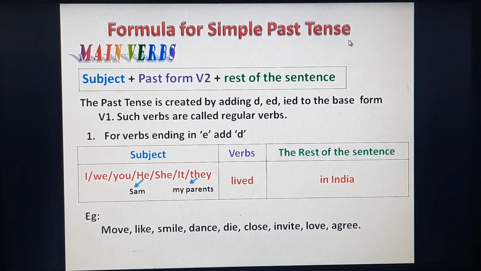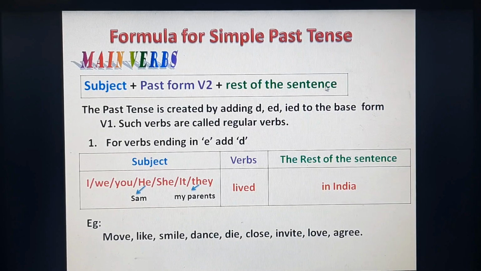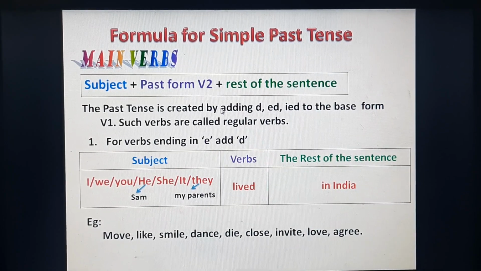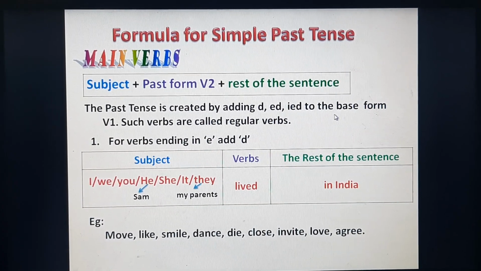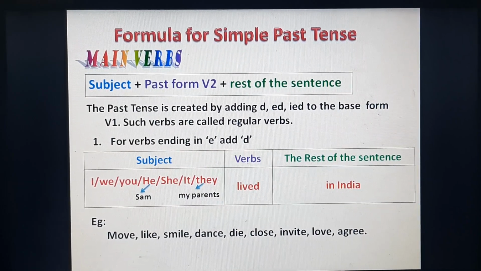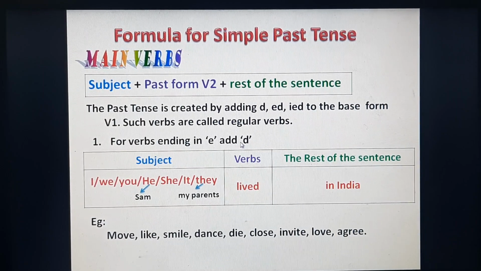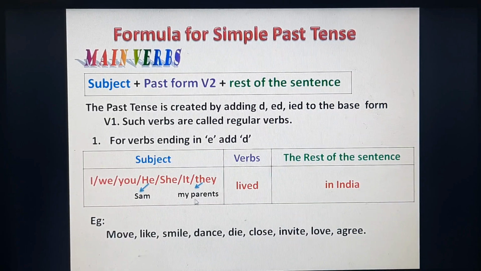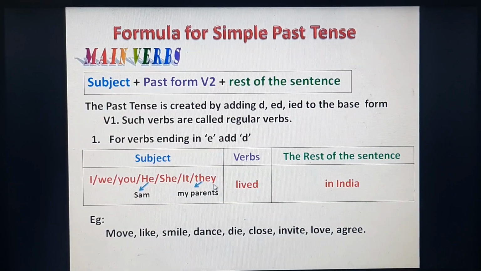Formula for simple past tense, the main verbs: subject plus past form V2 plus the rest of the sentence. The past tense is created by adding D, ED, IED to the base form V1. Such verbs are called regular verbs. Base form V1 is the present tense. So all past tense verbs are formed from present tense verbs. For verbs ending in E, just add D to the verb. Live, lived. Now we use the same verb for all the subjects here, irrespective of person and number.